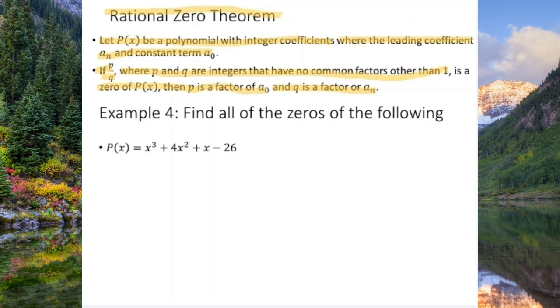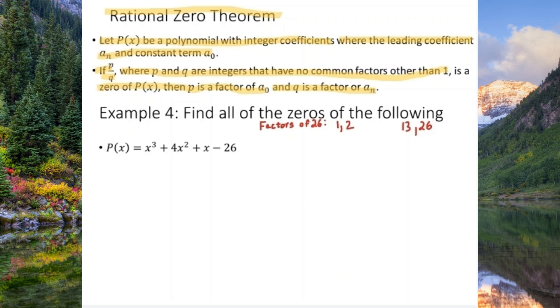To figure out what all my possible rational zeros are, we're going to start listing our factors of 26. And we're going to ignore the sign, although that does play a role later. Now we know 1 is a factor of every number, and 1 times 26 gives us 26. 2 divides 26. 26 divided by 2 is 13. And that looks like that would be all the factors of 26.